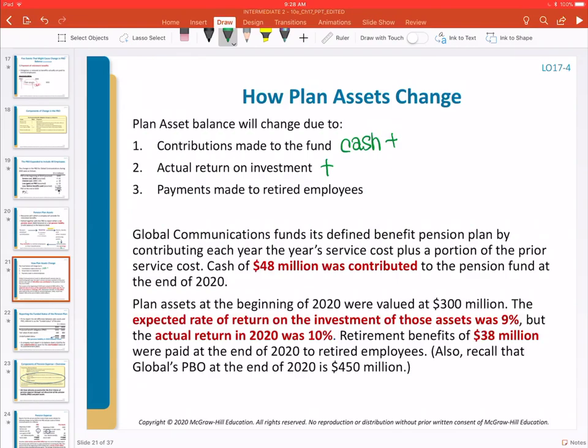Now, we pay particular attention to the fact that this says actual return. So we're going to talk about that in a second, but let's keep that in the back of our minds, that actual return is what is going to have an effect on the plan asset account.